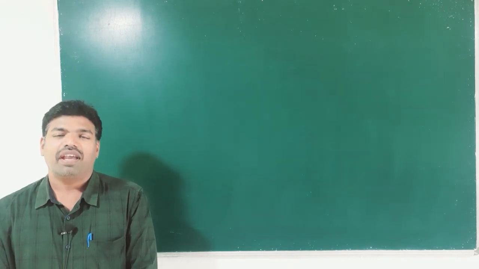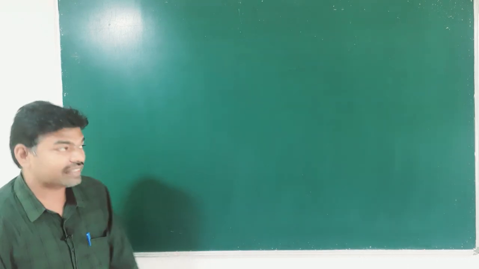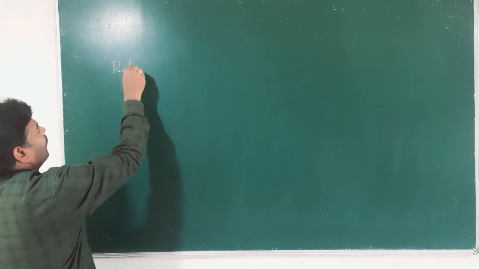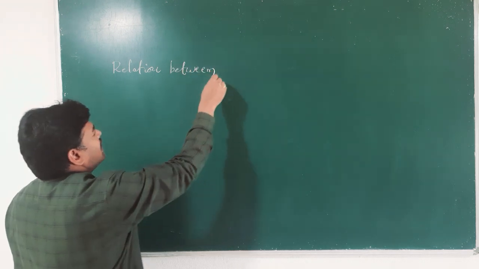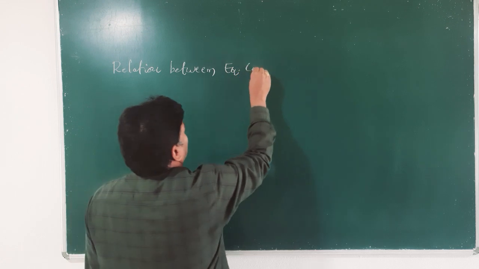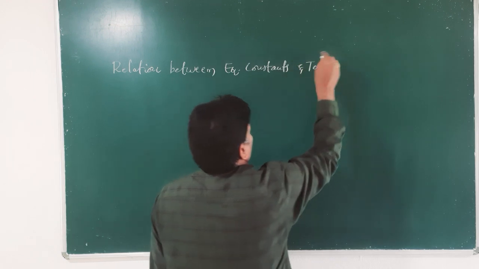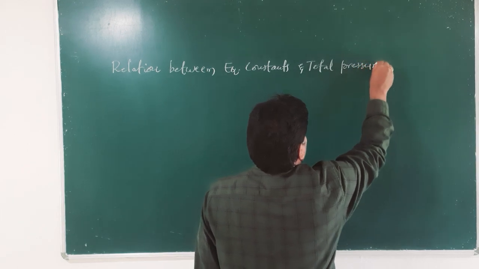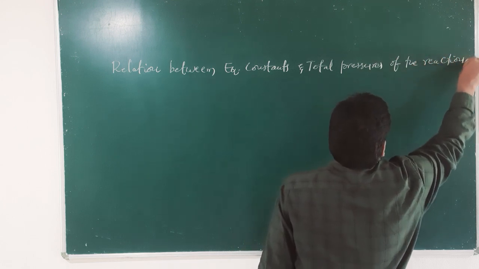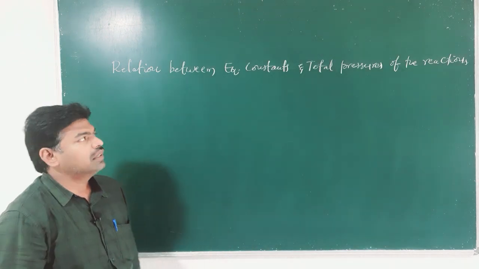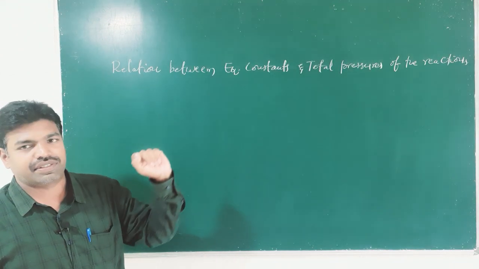We have another concept to learn in the chemical equilibrium chapter, that is the relation between equilibrium constants and total pressures of the reactions, right? Relation between equilibrium constants and total pressures of the reactions.